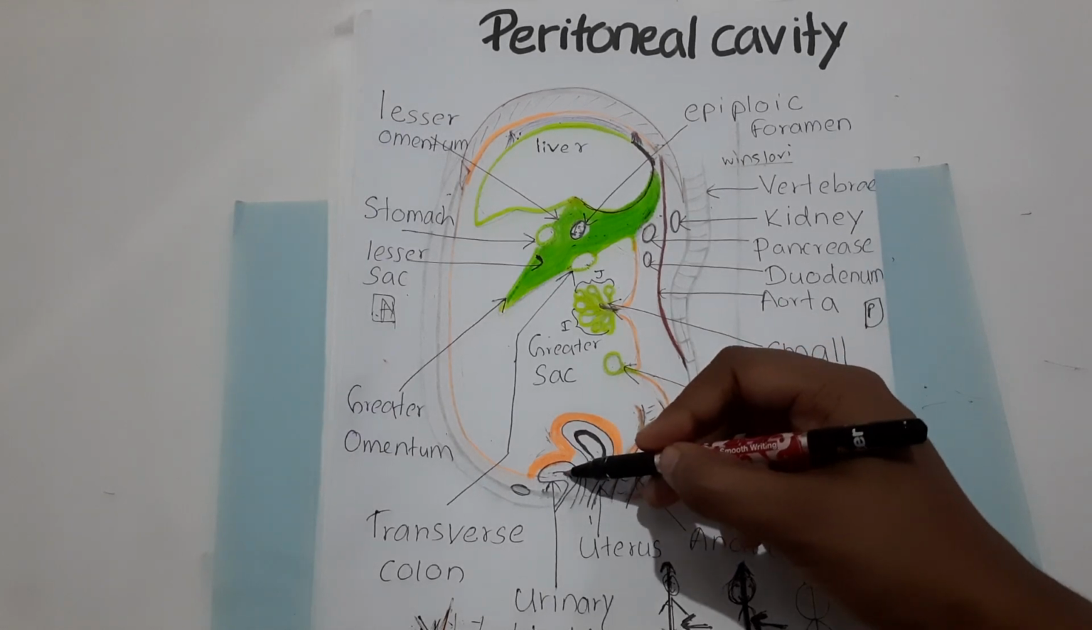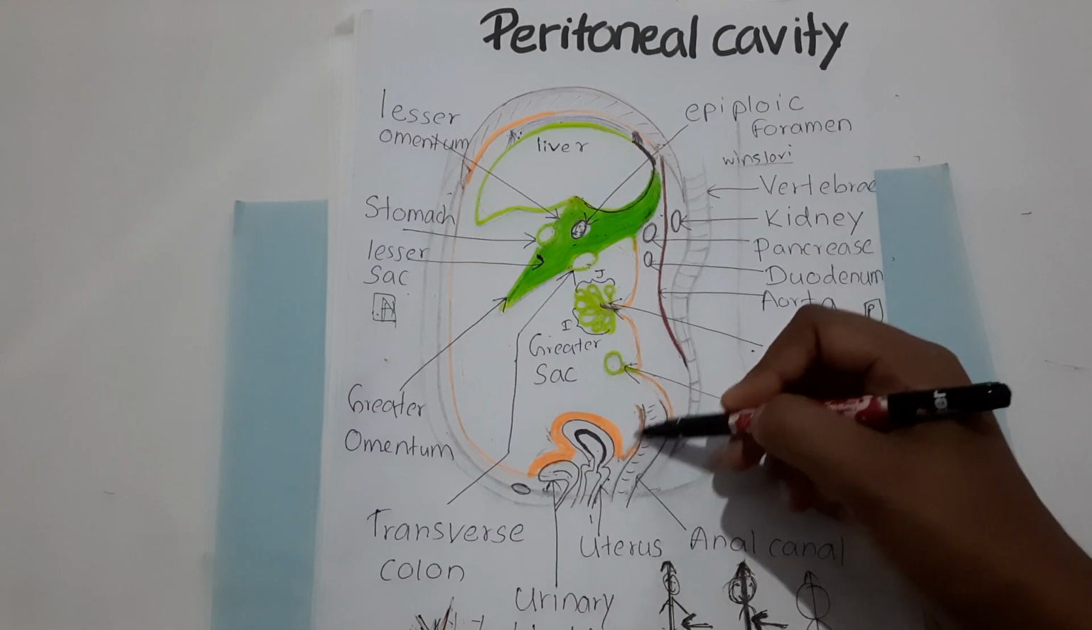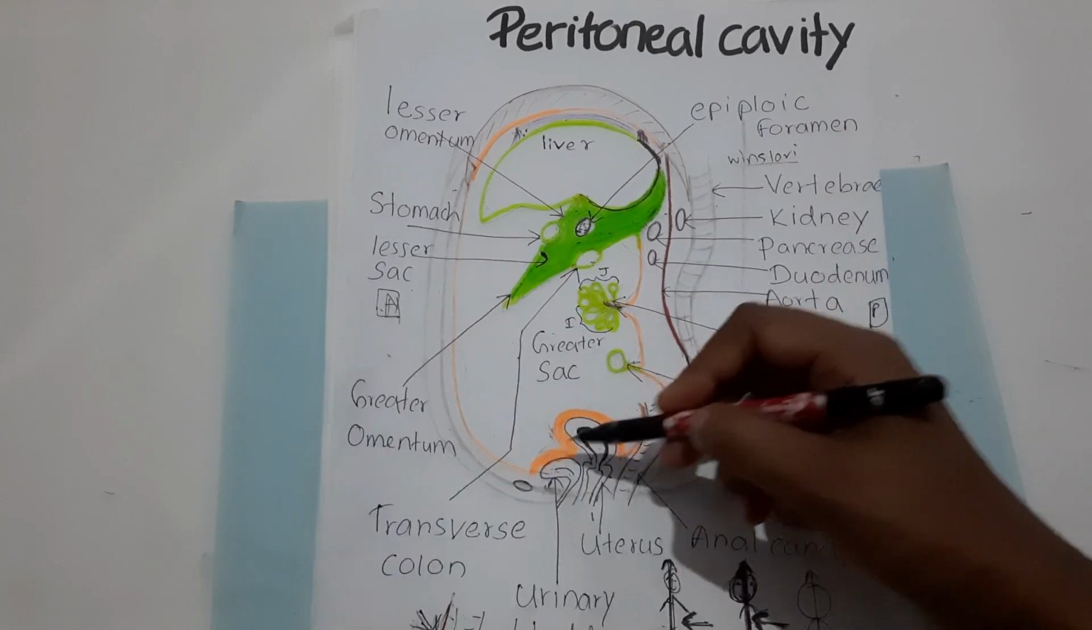And here you can see the urinary bladder, uterus and the anal canal, right? The parietal peritoneum is there, and then you can see two pouches are there.